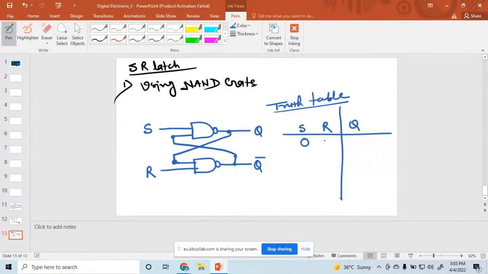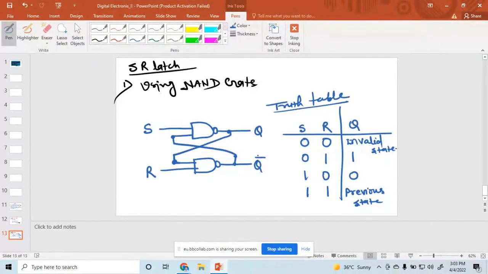If both are 0, 0, that state is called an invalid state. For 0, 1 the output value is 1, for 1, 0 the output value is 0, and if both are 1, 1, the output is the previous state. This one is an invalid state. This is the truth table for the SR latch.